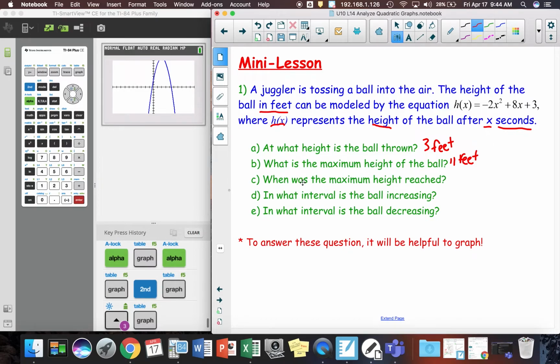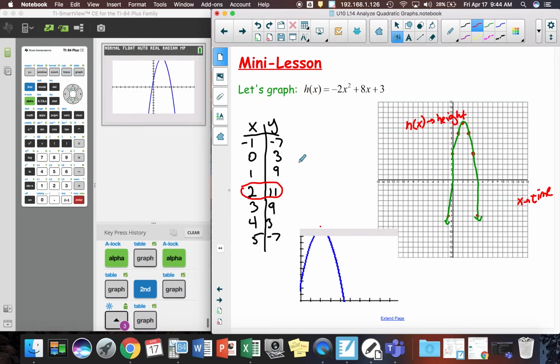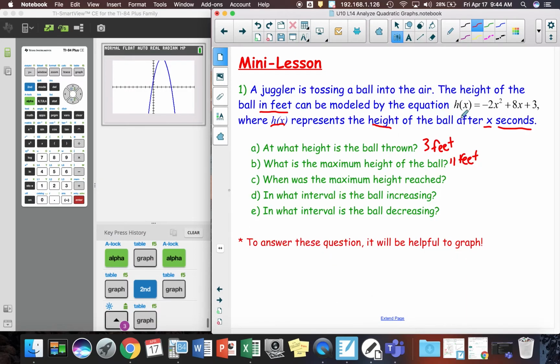Now the next one, it seems very simple, very similar, but it's asking when was the maximum height reached? So they're asking for the x value. So when we got the maximum height, when was it achieved? It was at 2, so 2 seconds. Now notice that vertex is very important. It tells you the maximum height, and it tells you when the maximum height is achieved.